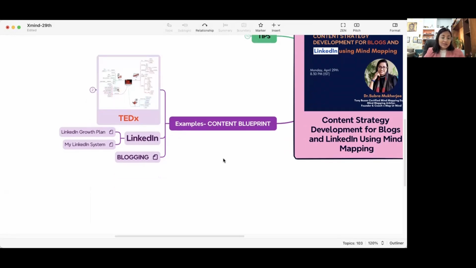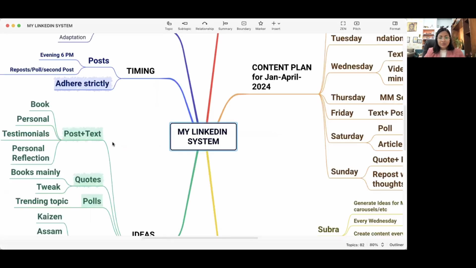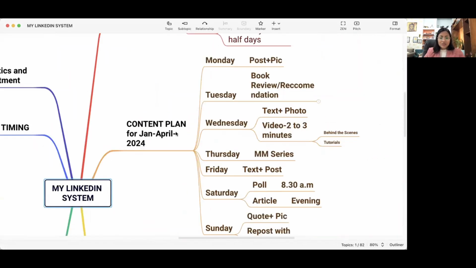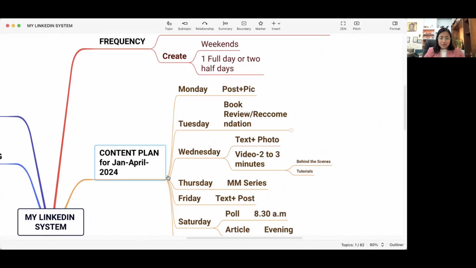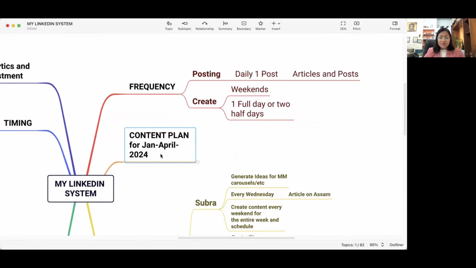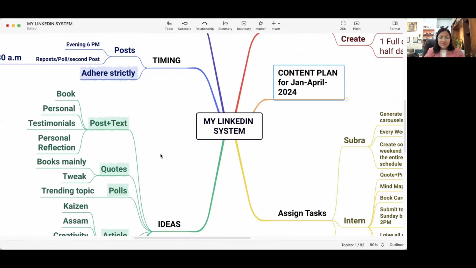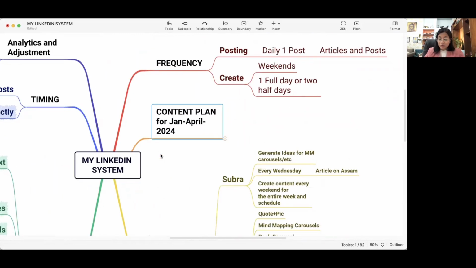Coming to the main topic of the day, that is LinkedIn and blogs. So let me show you about LinkedIn. To begin with, let me start by showing you my LinkedIn system, how I create content by using mind mapping. So let me show you this. Okay. So if you see, let me just close it. Yeah. If you see, this is my LinkedIn system and everything is mapped out here. So let me show you branch by branch.